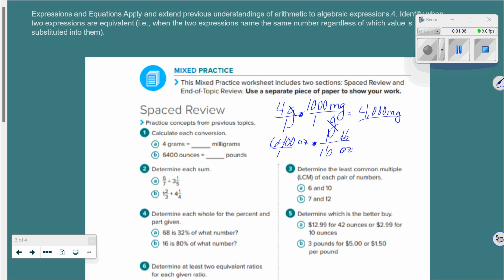16 will go into 64. I know that, so I'm going to do a reduction first. That's going to go 14 times. So that's going to be 1,400. So now I'm just multiplying. 1,400 times 1 gives me 1,400 pounds.